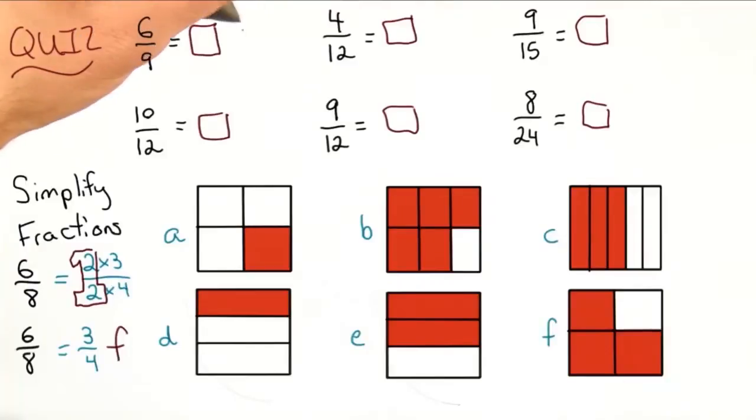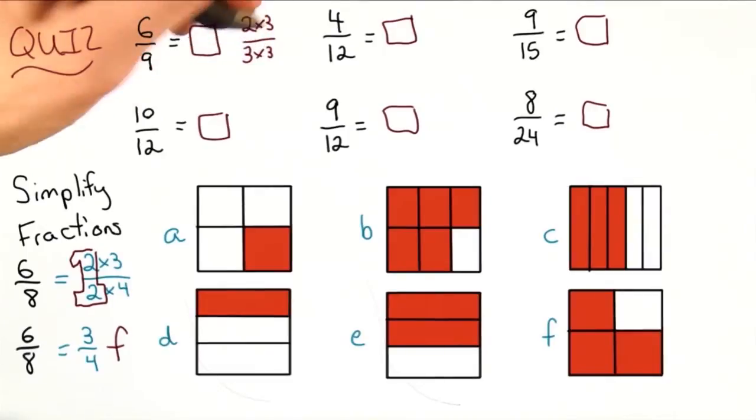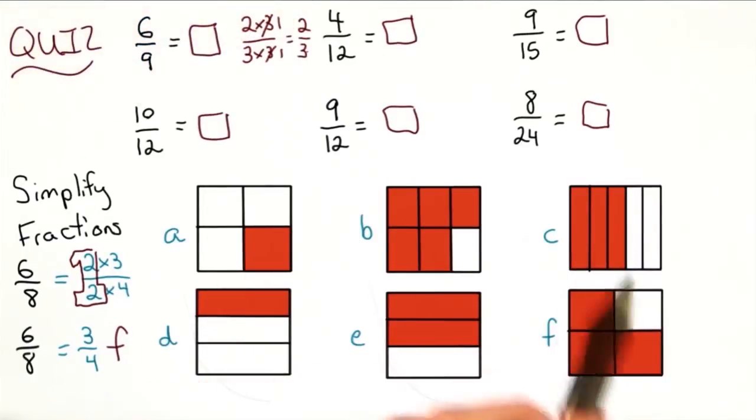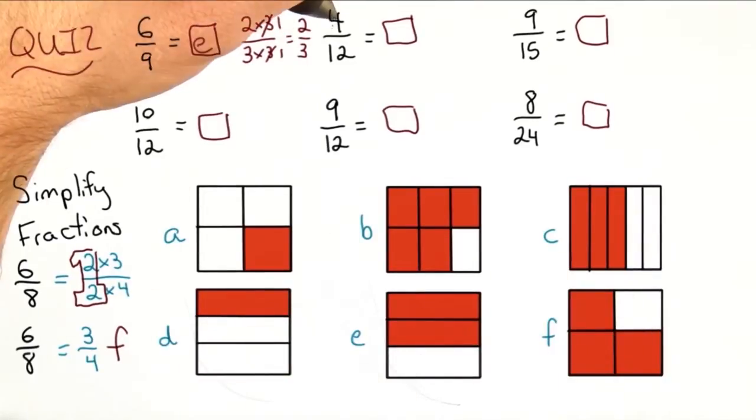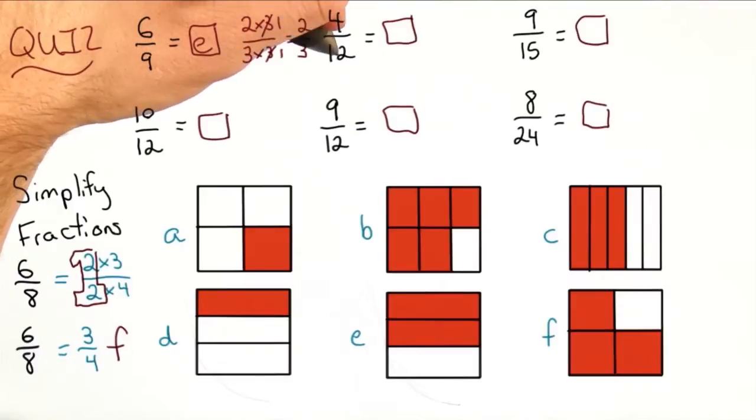I know 6 is the same thing as 2 times 3, and 9 is the same thing as 3 times 3. I can reduce an equivalent of 1. 3 divided by 3 makes 1. So I have 2/3. So let's see, 2/3. That would be E.